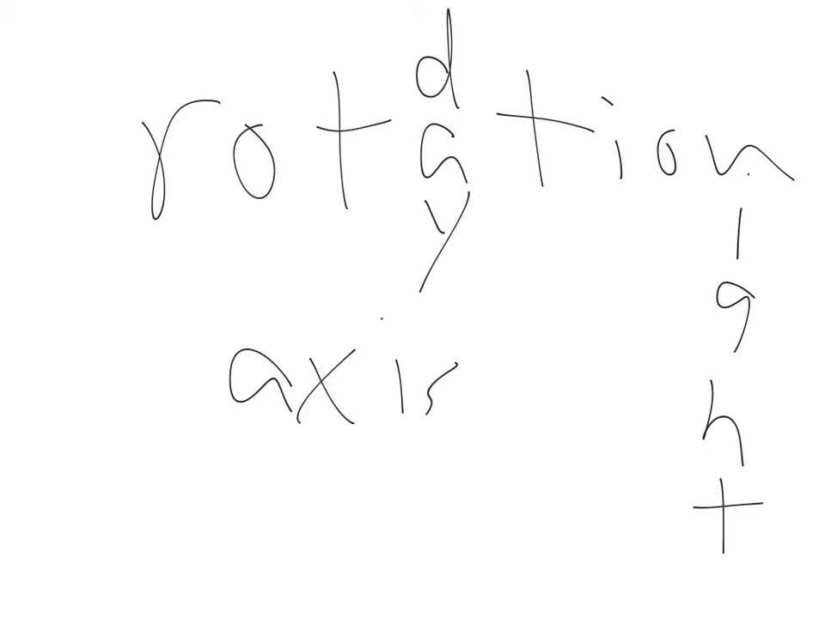How about that? So we can take the word rotation, and we get the words day and night at a rotation. That should help us remember that the Earth is spinning on its axis, and it's spinning, spinning, spinning, and that's going to give us day and night.